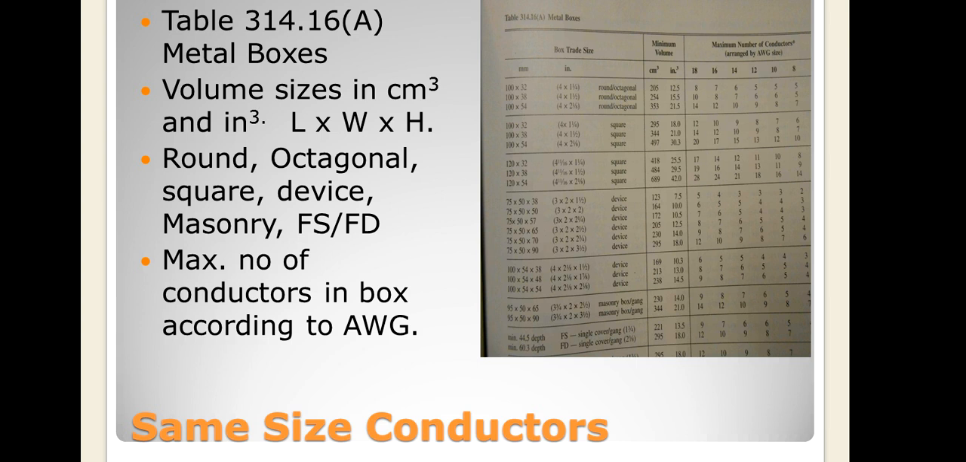The primary table that we use is 314.16(A), which shows different types of metal boxes: round, square, device boxes, otherwise known as handy boxes, and it gives their dimensions and how many of the types of conductors, the sizes of conductors, can fit in those boxes. Each box is also calculated with the volume that each box has, multiplying the length of the box, width of the box, and the height of the box.